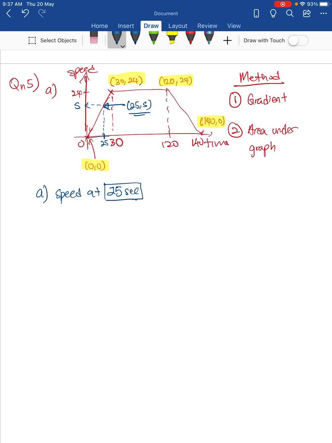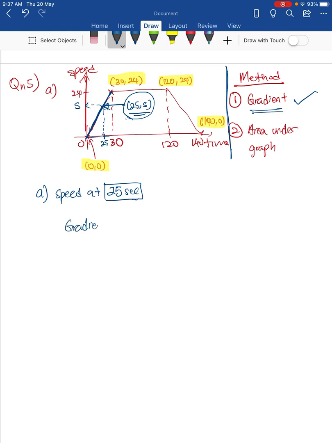Let's think about it. Of the two methods, which method can we use to solve it? Can we use gradient, or the area under the graph? If you think clearly, the method we should be using is the gradient. How are we going to use it? Simply because the coordinate that we are finding is on this line. As long as we have the information about this line, we can solve for the unknown coordinate.